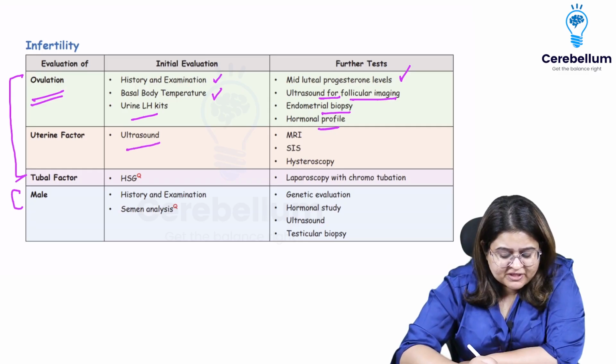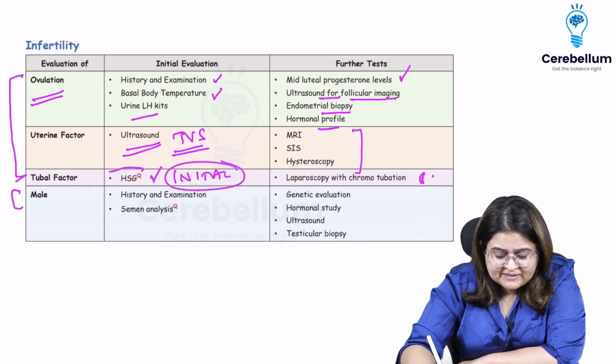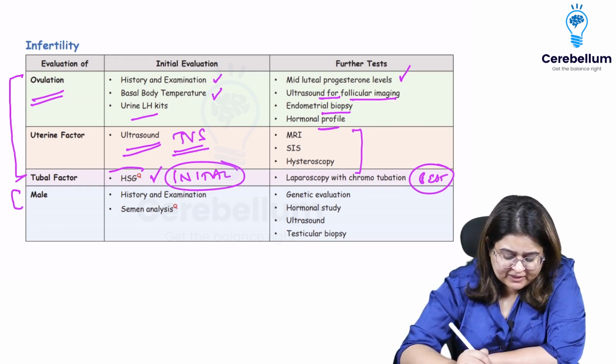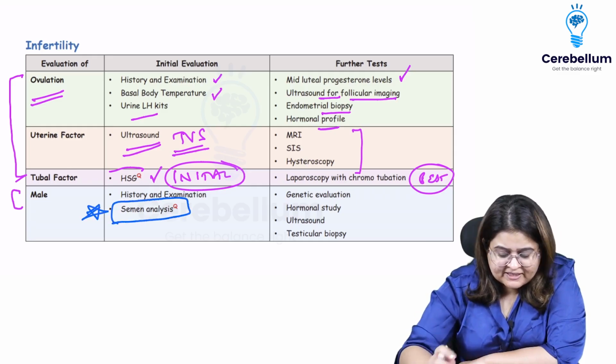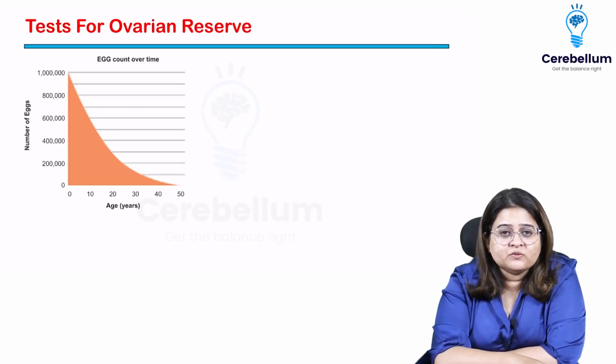Uterine factor is usually checked primarily by a transvaginal scan. You can also get other investigations. For tubal factor, remember, the initial test is always an HSG, but the best test is a laparoscopy with chromotubation. And for male factor, the most important test is a semen analysis. Now, let's go a bit more into these tests.